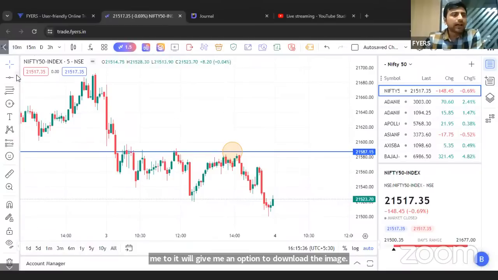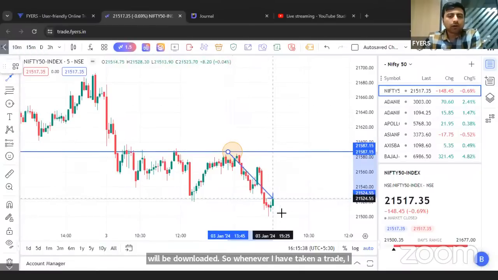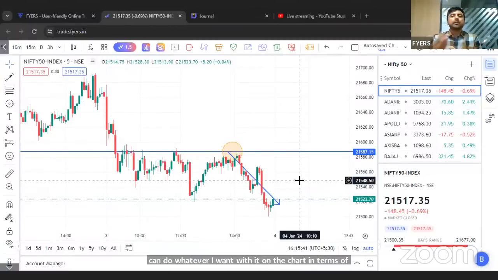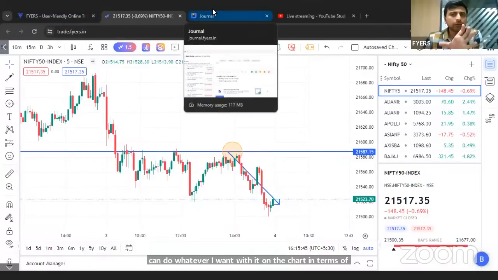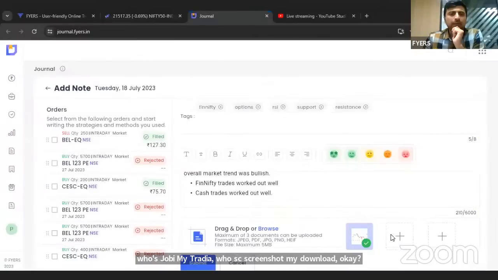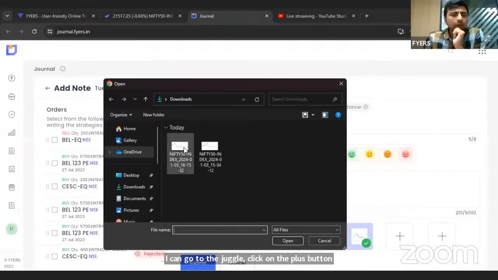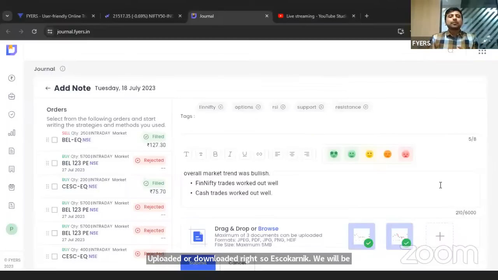So whenever I've taken a trade, I can do whatever I want with it on the chart in terms of how I want to depict the trade taken. और उसके बाद जो भी मैं ट्रेड लिया हूं उसका screenshot डाउनलोड करके I can go to the journal, click on the plus button and click on whatever we have uploaded or downloaded, right? So इसको करने के बाद we will be able to put in multiple images into this particular diary. So अभी मेरे पास जो भी डॉक्यूमेंट करना था मुझे as a trader, मैं अभी डॉक्यूमेंट कर चुका हूं.